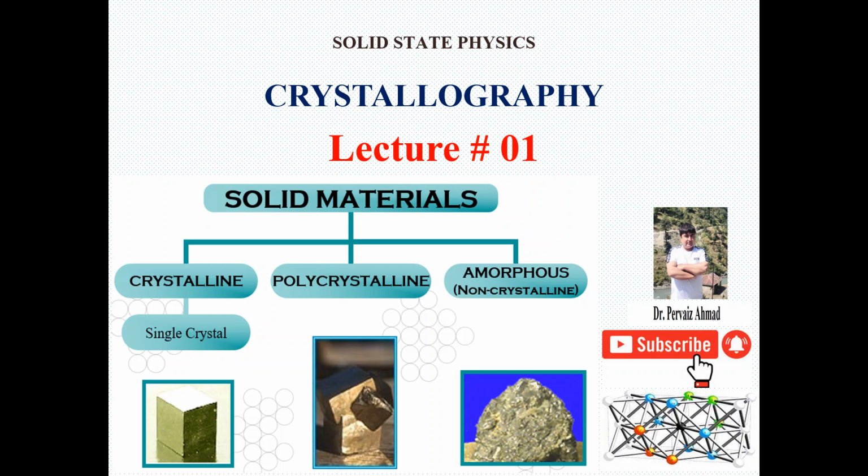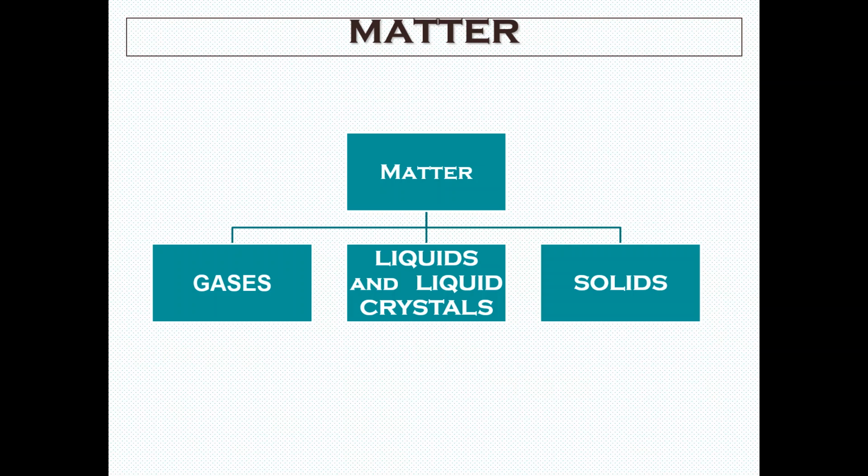Let's start today's lecture. Before going into full detail of the lecture, let's have a brief overview of matter types regarding solid state physics. So in solid state physics, normally we talk about three types of matter, that is gases, liquid or liquid crystal, and solid. So these are the three types of matter that we normally discuss in solid state physics.